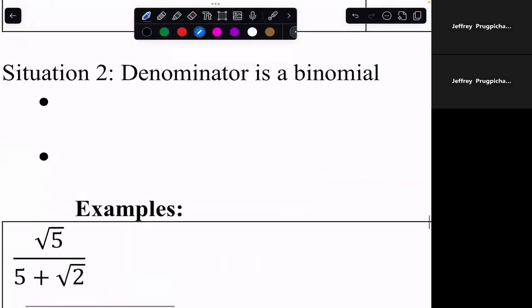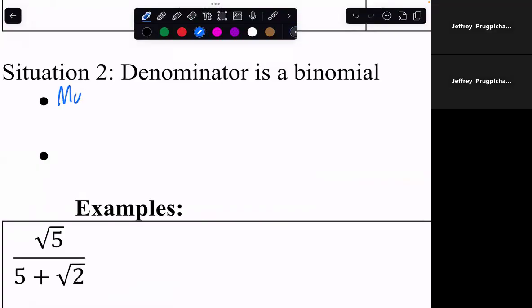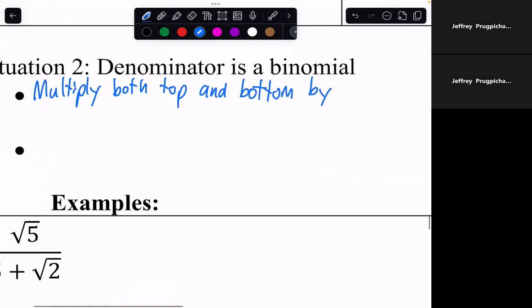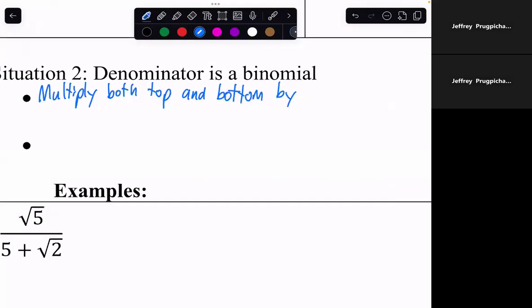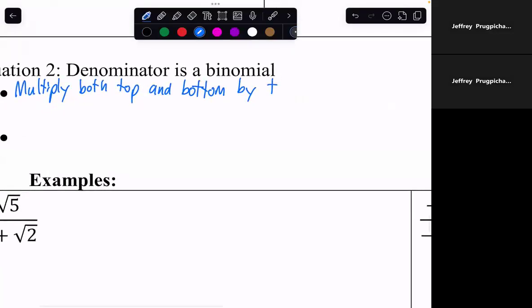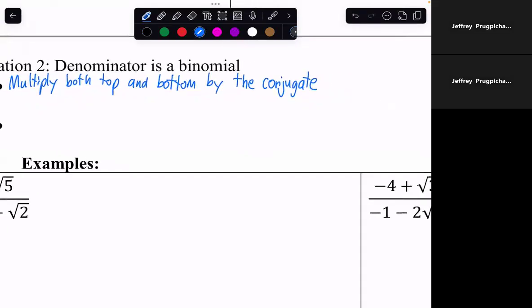When the denominator is a binomial, you're going to multiply both the top and the bottom of the fraction by something called the conjugate of the denominator.